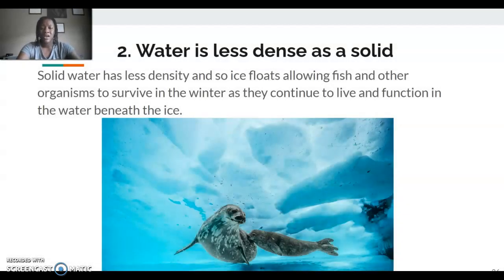Water is less dense as a solid. We're talking about some of the properties of water that make it so important. It has less density, and so ice floats, allowing fish and other organisms to survive in the winter as they continue to live and function beneath the water. Just imagine if ice didn't float as it formed. It means the ocean would freeze over and aquatic life as we know it would die in the winter. So this is a very, very important property of water, that it is less dense as a solid.